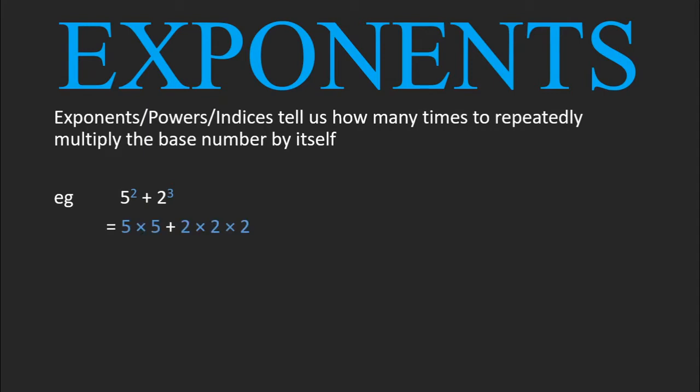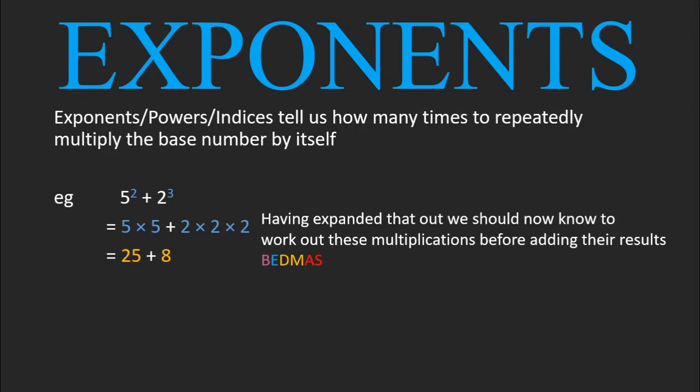Now that I've expanded that out for you so you can clearly see what that means, I can go ahead and follow BEDMAS order of operations. I see some multiplications here, and I see an addition. I know the multiplications come before the addition, so I'll work out the product of 5 times 5, which is 25, and I work out the product of 2 times 2 times 2. 2 times 2 is 4, times another 2, that's 8. 25 plus 8. Adding that together gives me 33.